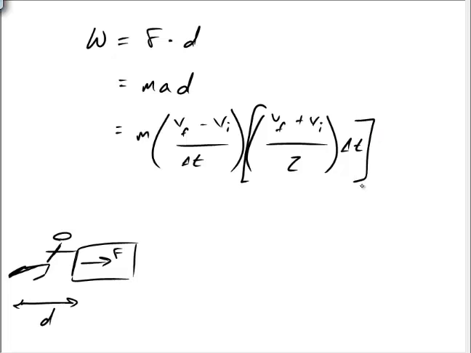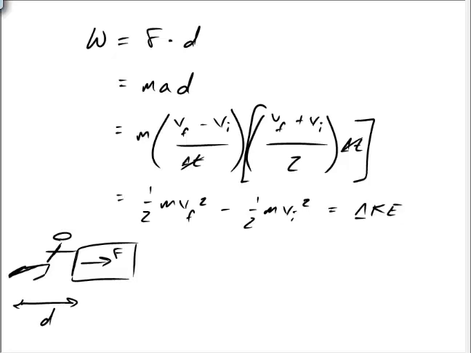And I have an enormous mess to deal with here, but as I work some of this stuff out, what I notice is my times cancel. I've got a half term, I've got an M term, and then I've got to do some FOIL. And what ends up happening, and I'm going to skip all of the messy details, is that I get some velocity squared terms that fall out of this. And what I determine is that the work done on my object is equal to the change in the kinetic energy, which is exactly what makes sense.